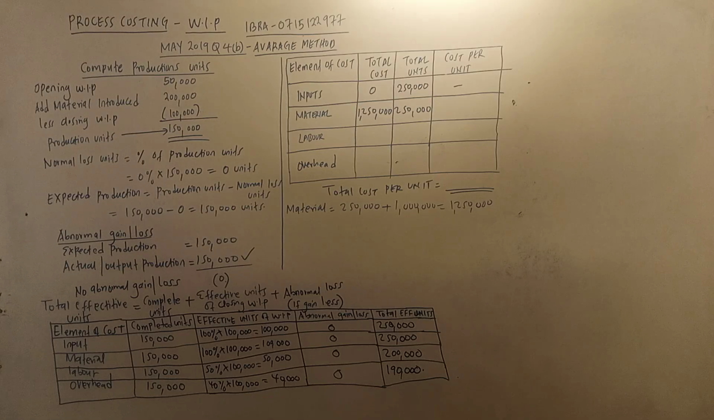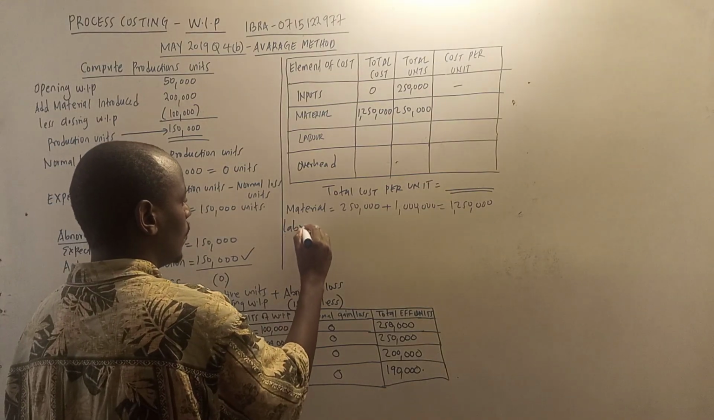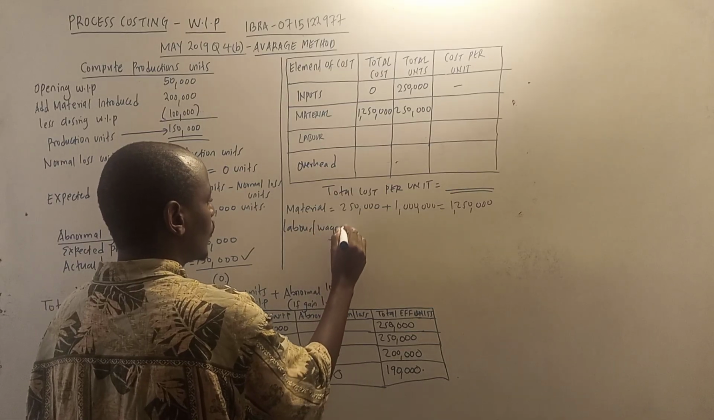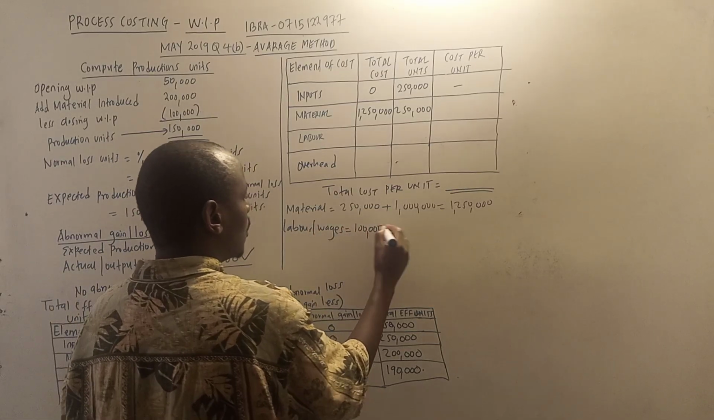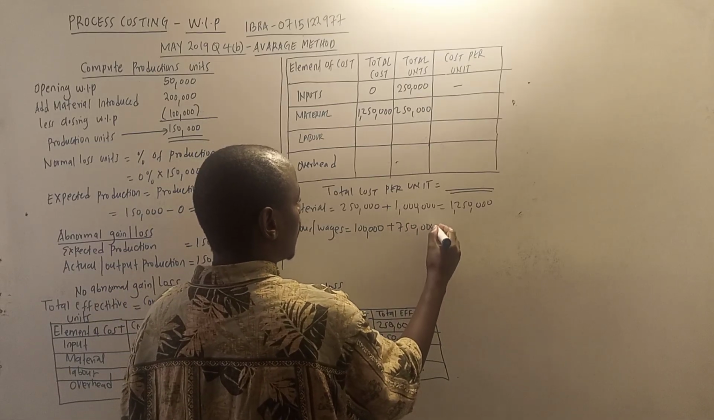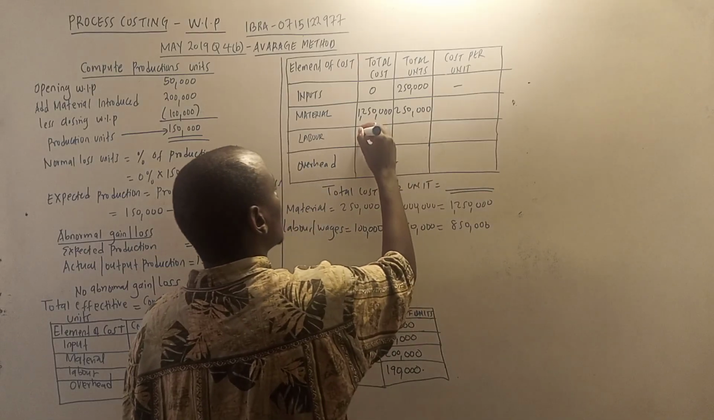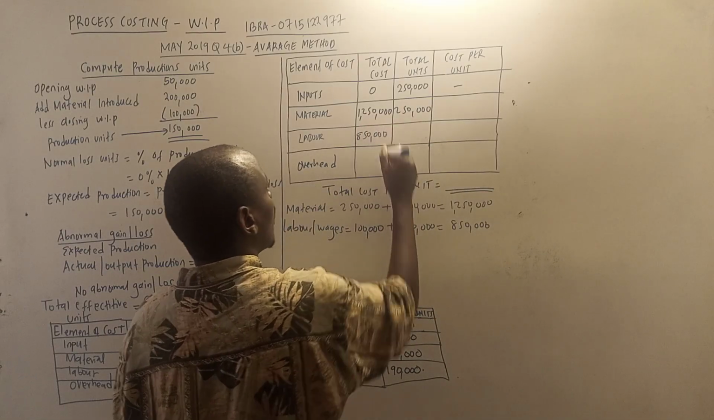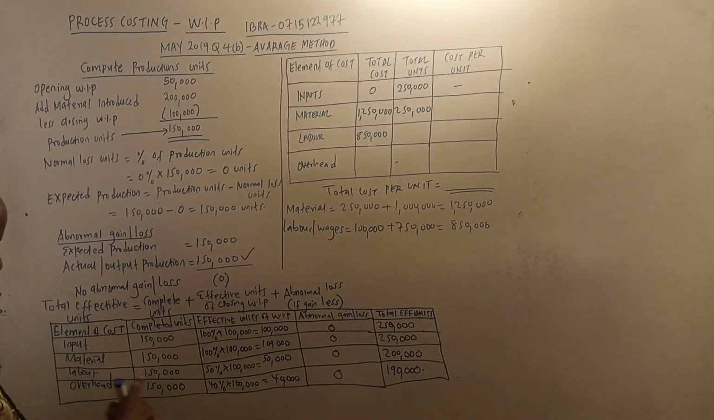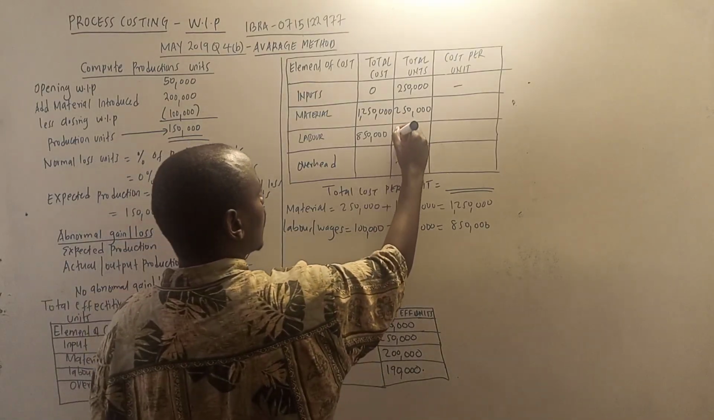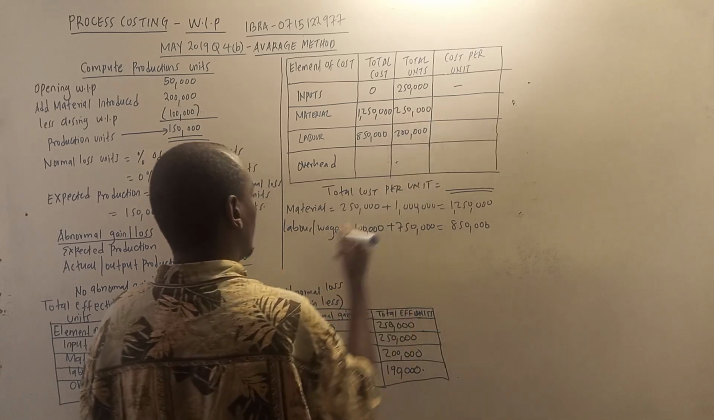Then for labor and wages, labor is 100,000 and wages 750,000. So 100,000 plus 750,000, which is 850,000. Units for labor is 200,000. Then the last one is overhead.